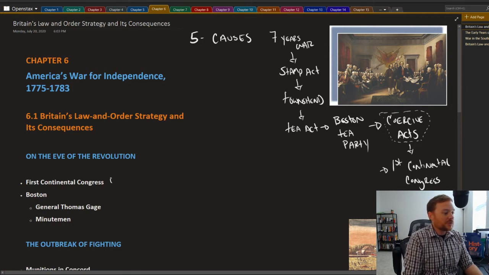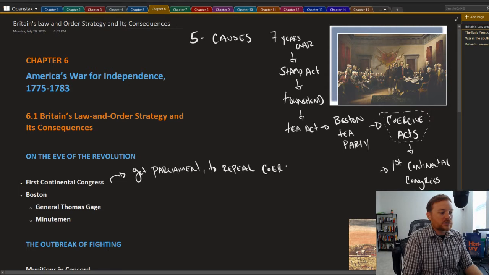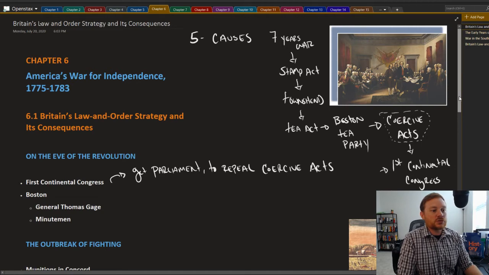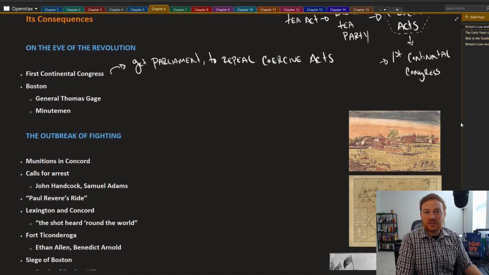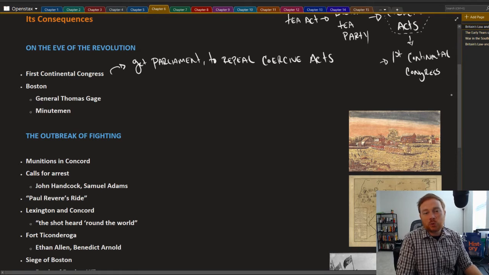Recall, the purpose of the First Continental Congress is to get Parliament to repeal the Coercive Acts. These acts were designed to punish Massachusetts, to isolate Massachusetts. It involved dissolving their representative government, closing down the port of Boston. It involved a new Quartering Act, etc., etc. The petition was sent to Great Britain.